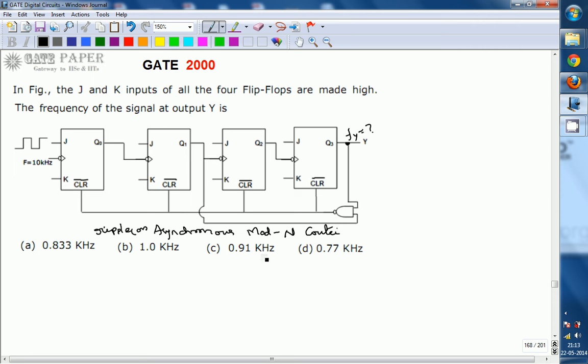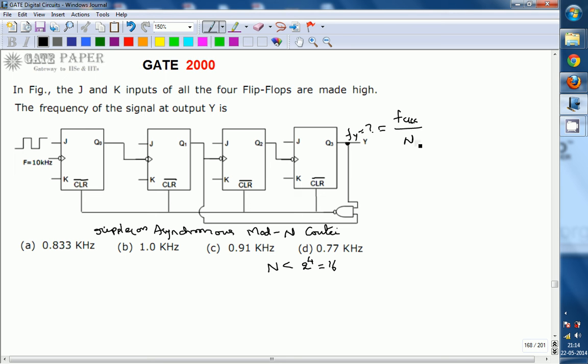So n is going to be less than 16. N is less than 2 power 4, that is nothing but 16. Because we are using 4 flip-flops, we may get 16 possible combinations. 16 unique states are available, but it is not going through 16. It is going through fewer than 16. That's what we are indicating with n. So if you know the value of n, you can calculate the frequency at Y. Frequency at Y is nothing but f clock divided by n.